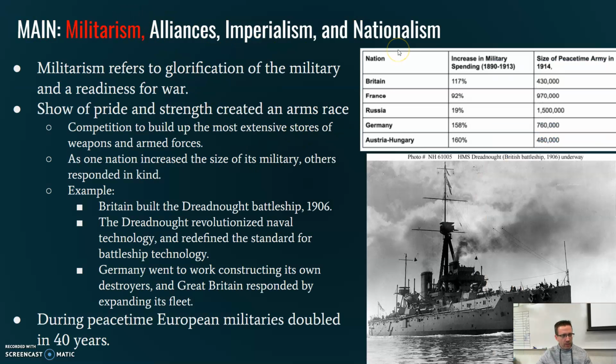So militarism. This is the glorification of military and the readiness for war. I think a perfect example right now is maybe North Korea. Okay, they show a lot of pride and strength in their arms race and being ready for war, kind of pounding their chests. There's competition to build up your weapons and your armed forces. When one nation increases its military, the other nation does so as well. You could say this is similar to what the Cold War did to America.